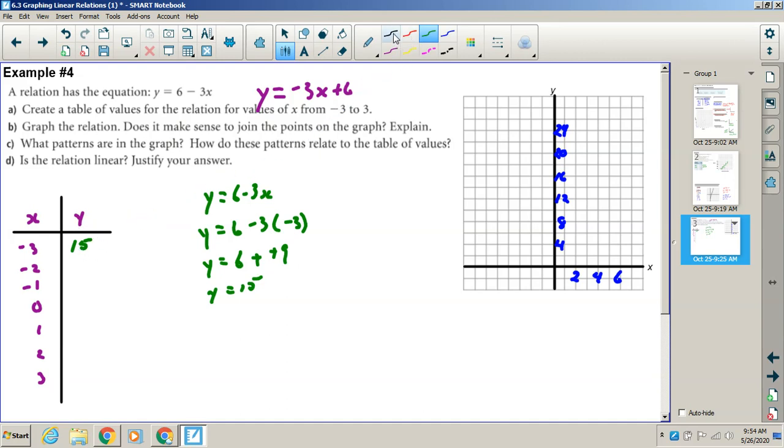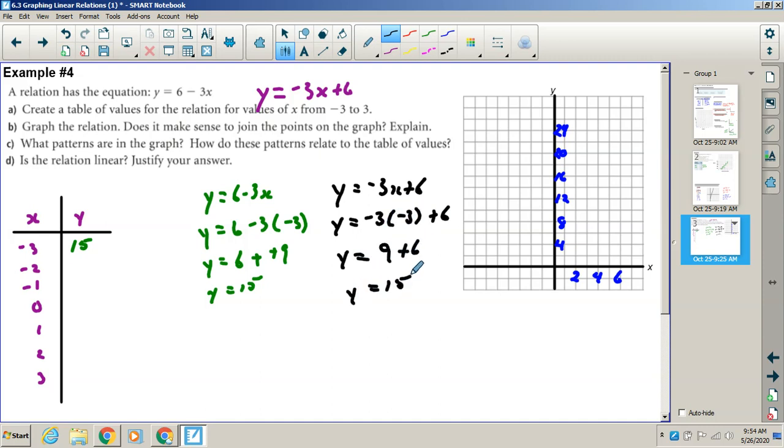Now, if you take the same equation, but we rearranged it in this form, so I have y equals negative 3x plus 6, and my x value is negative 3. I have negative 3 times negative 3 plus 6. Negative 3 times negative 3, there's my positive 9 plus 6, y equals 15. So either way I do this, whichever equation or form I use, I'm going to get a y value of positive 15 when x is negative 3.